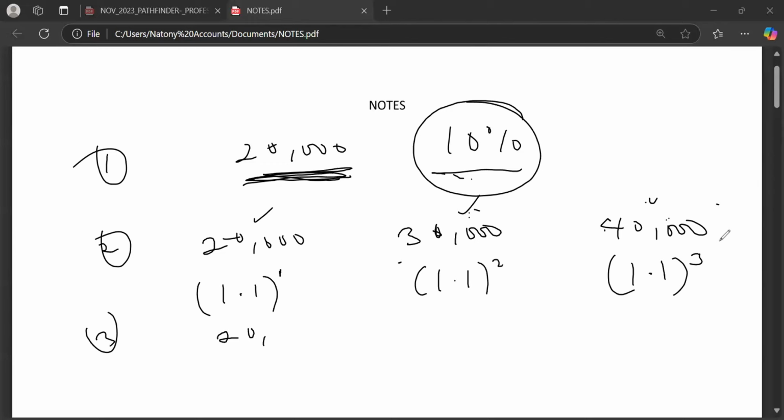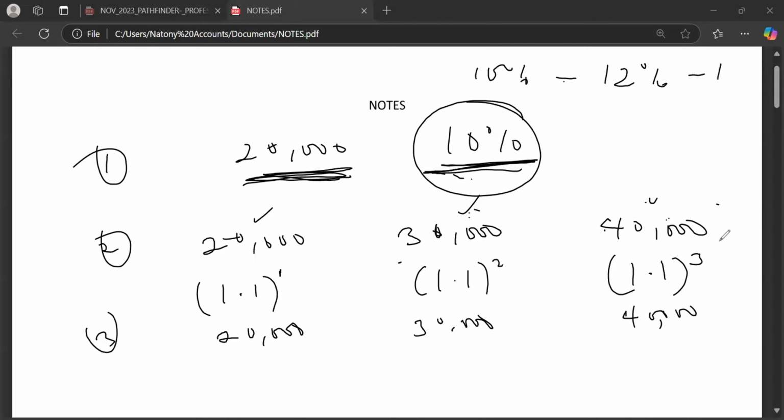So the third scenario is a situation whereby the cash flows are not even. Just the way it is now, 20, 30, and 40. So these cash flows are not even. And let's assume that the inflation rate also is not even. Let's assume that inflation rate for year one is 10%. Inflation rate for year two is 12%. And inflation rate for year three is 13%.